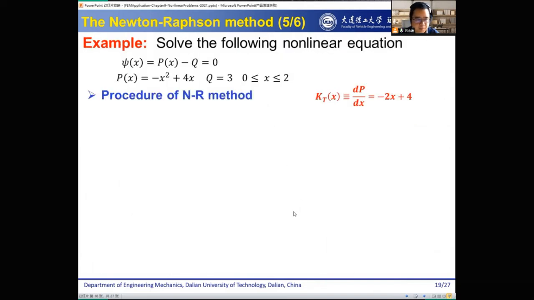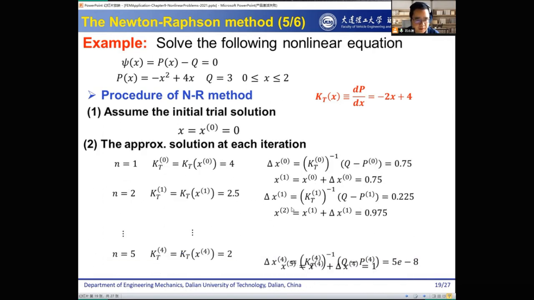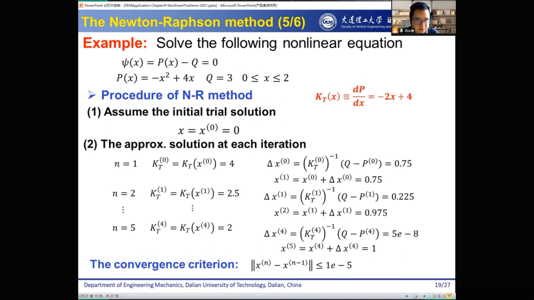So we don't talk too much here. And here we use an example to demonstrate the method. We have a nonlinear equation, where p(x) equals this and q equals 3. We rewrite it and calculate the tangent matrix. This is our tangent matrix. We take the derivative of p over x, and we get the tangent. We use this to do the iteration.